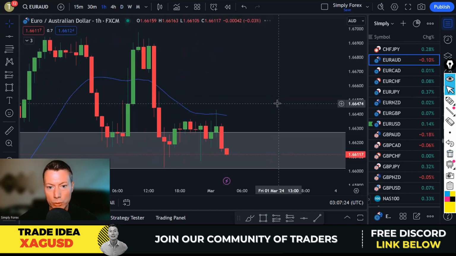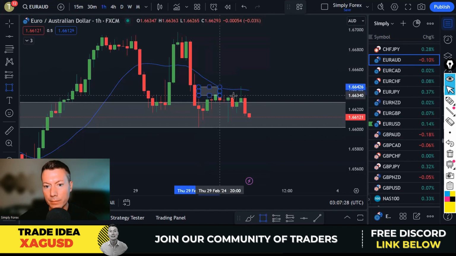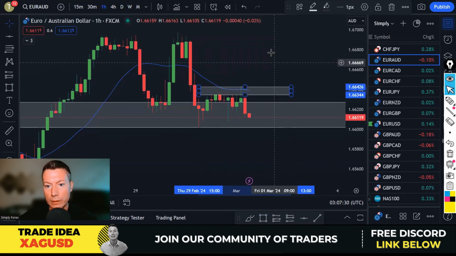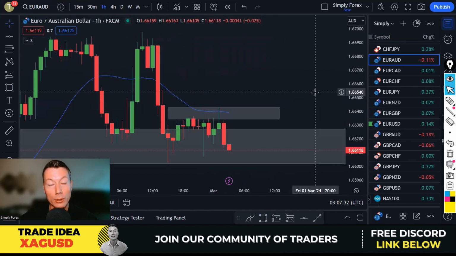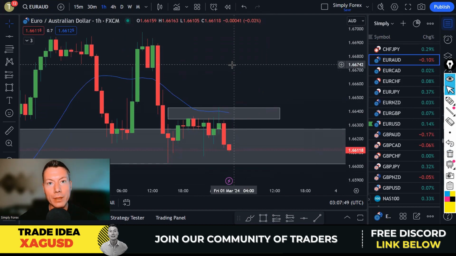What I want to see on the H1 is a break of this level. It's nicely produced a level for us. I like when the market does that. It always does that. So now we have an area of reference. We have some H1 levels to break. So what do I want to see, guys? I just want to see price break through here, and then I'll be happy to buy Euro Aussie dollar. All right, guys, those are the trade ideas.